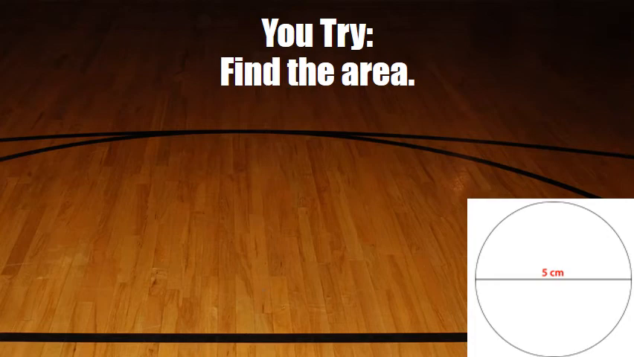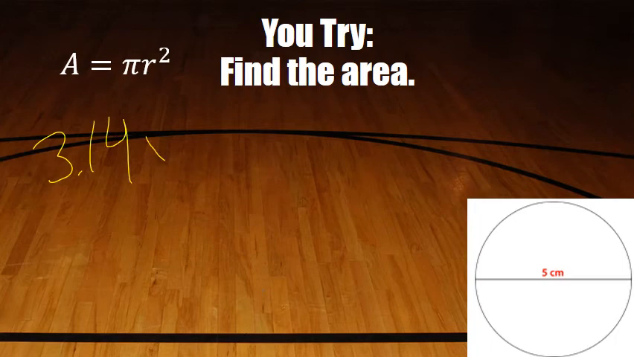By now you should have paused the video and given this problem a try. Let's walk through it together. So area equals pi times radius squared. Pi times radius squared. So 3.14, that's pi. We know that that's what we're using for pi. We already know that.